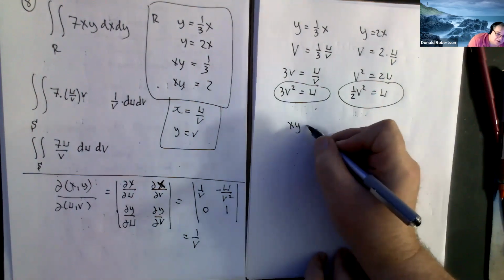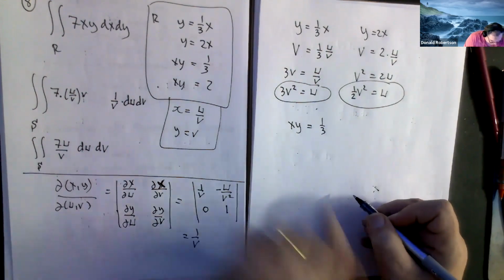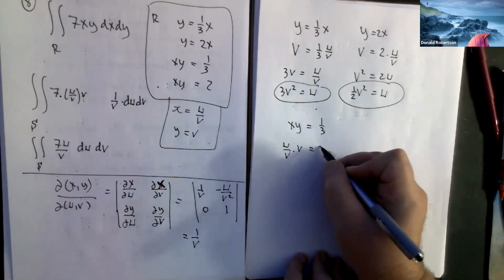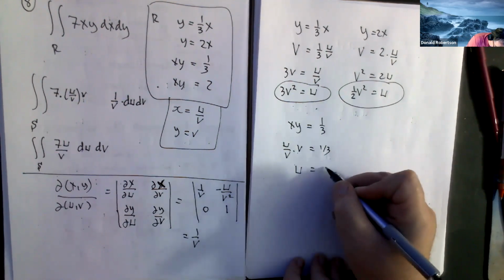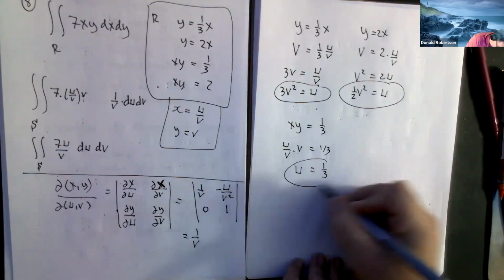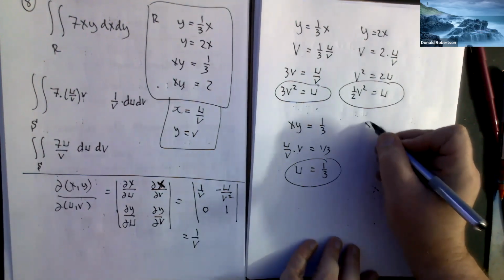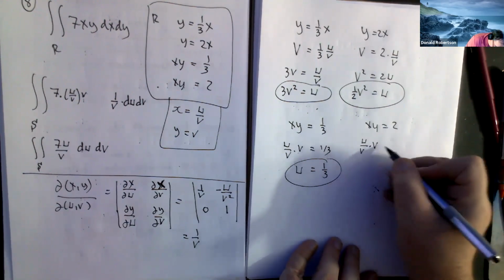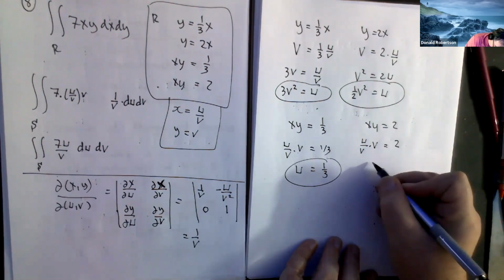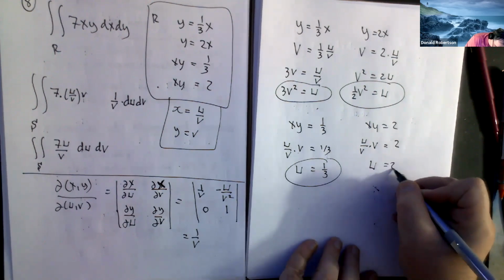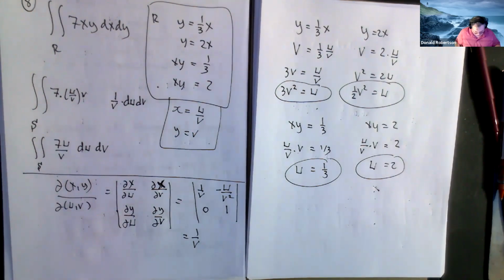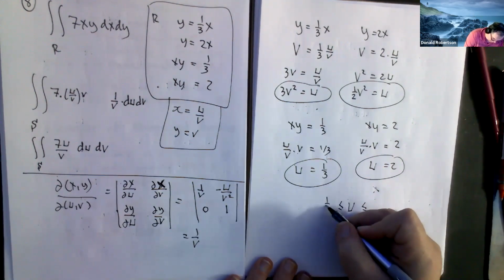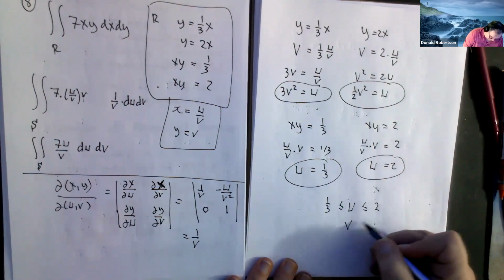I have xy equals 1/3. It's this one, so it's going to be u over v times v equals 1/3. So that's u equals 1/3. I like that one. And then I have xy equals 2, and that comes out to be u equals 2. So I've got my limits of integration. u is going to go from 1/3 to 2.